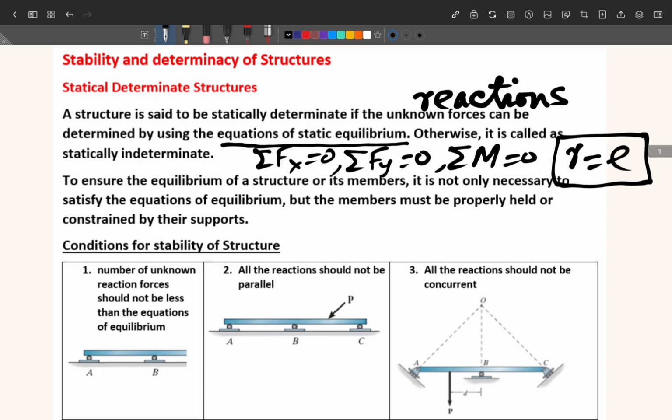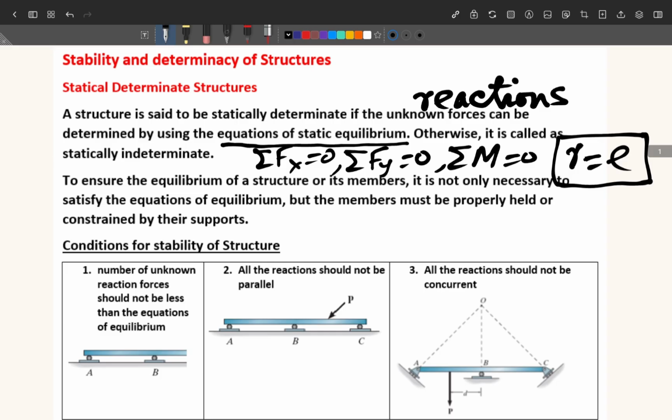Now, to ensure the equilibrium of a structure or its members, it is not only necessary to satisfy the equations of equilibrium, but the members must be properly held or constrained by their supports. It is very important that there should be proper support for the structure. Sometimes you will find that the number of reactions is equal to the number of equations of equilibrium, but those reactions are all parallel, meaning our structure is kept on rollers. So if 3 rollers are there, all of them giving vertical reactions, then you know that this structure will not be a stable structure. We will be solving some problems here also.